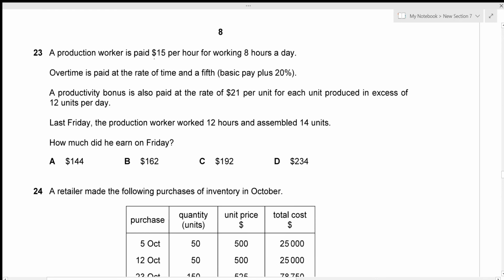A production worker is paid 15 per hour for working 8 hours a day. So that's the basic rate.